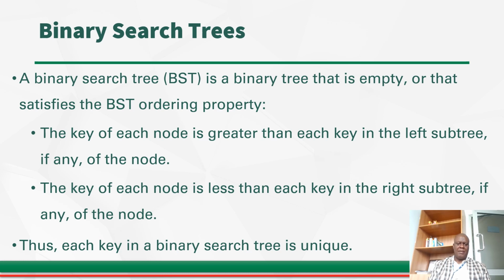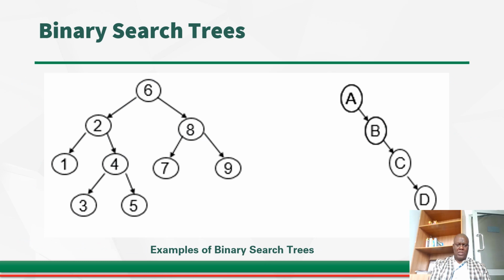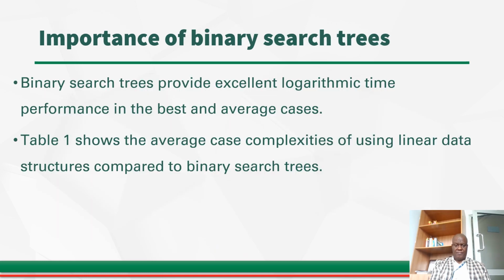or that satisfies the BST ordering property. The key of each node is greater than each key in the left subtree, if any, of the node. And the key of each node is less than each key in the right subtree, if any, of the node. So each key in a binary search tree is unique. This is an example of a binary search tree. Importance of binary search trees.